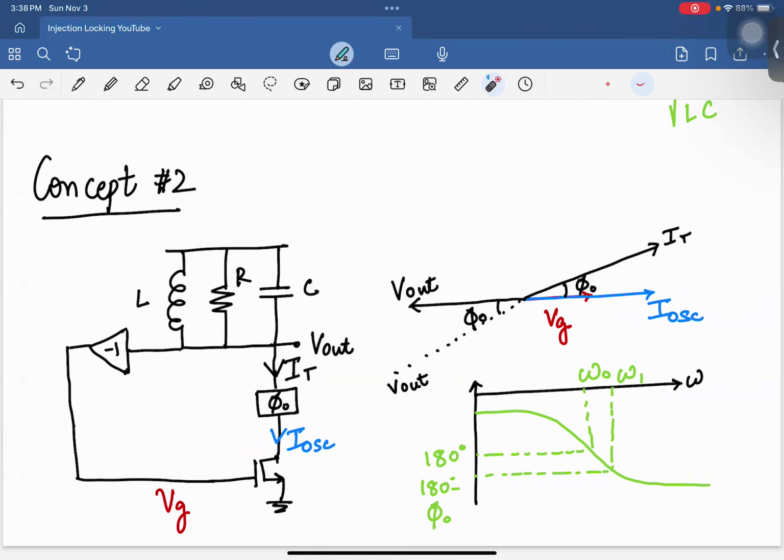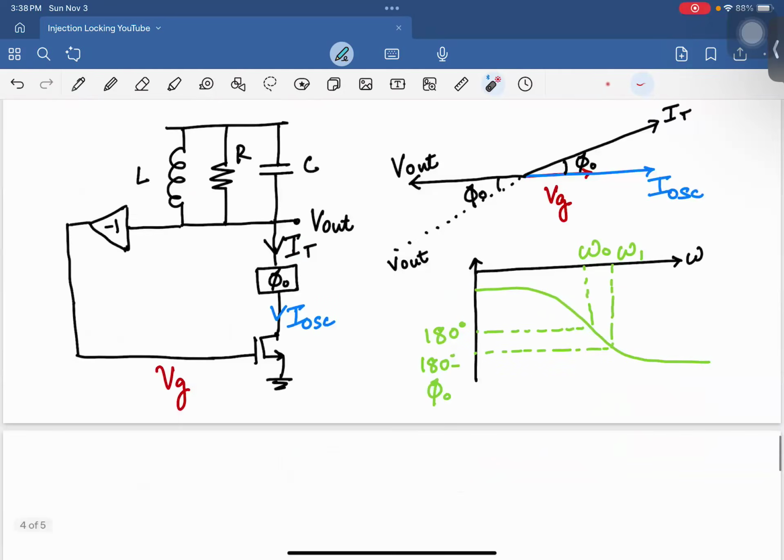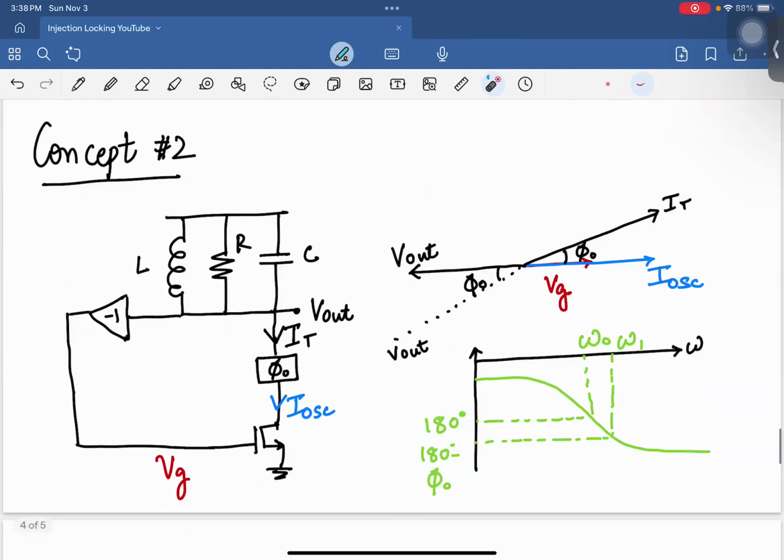Okay, but that's not exactly injection locking. This is not the final concept yet. So if you introduce a phase shift in an oscillator, the oscillation frequency shifts from the resonance condition of the tank to a slightly off resonance frequency so that the phase condition is met, and that offset frequency is now where the phase condition is met. So the oscillator oscillates at the offset condition, right? Okay, so that's the second concept. And so far we haven't done any injection locking. This is still a concept in oscillators.